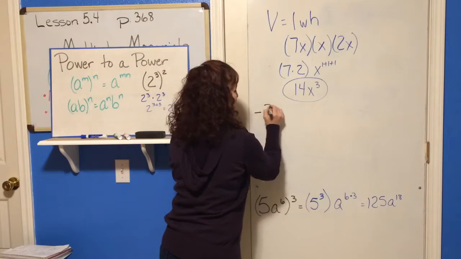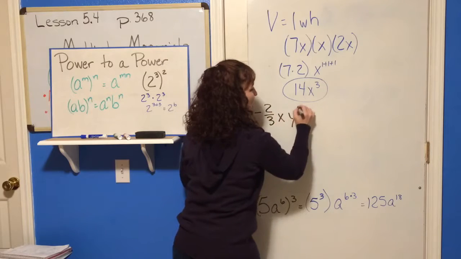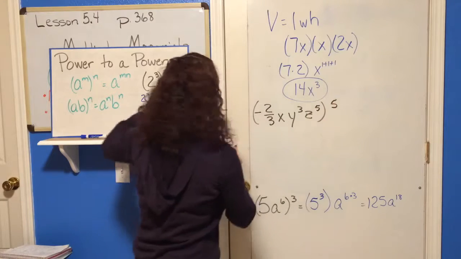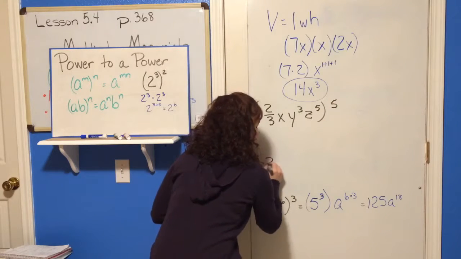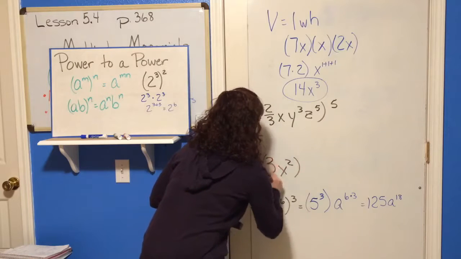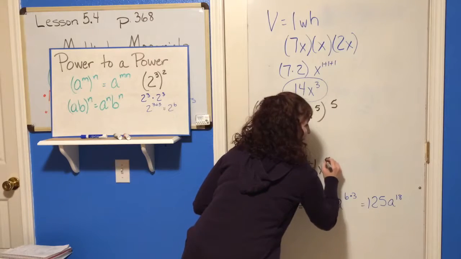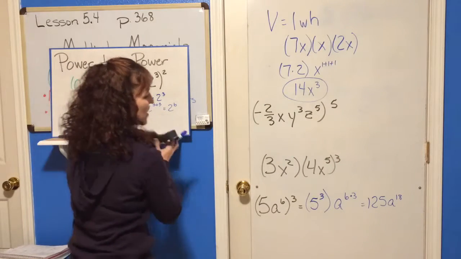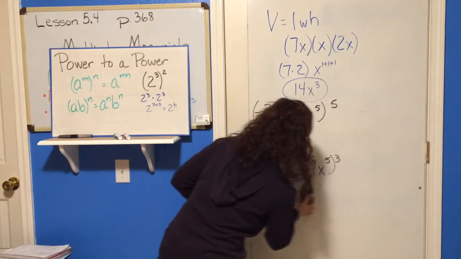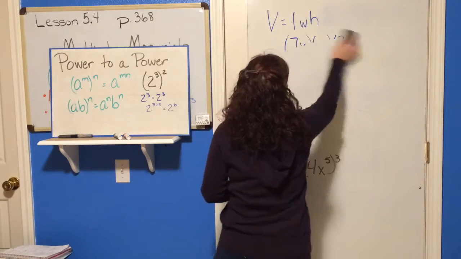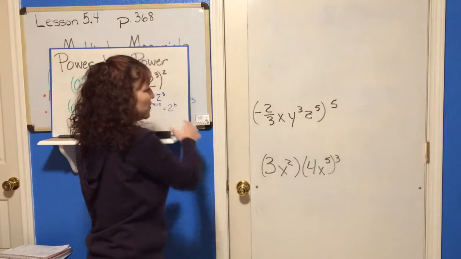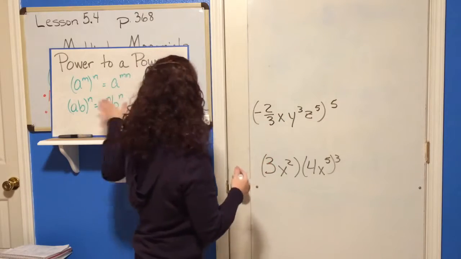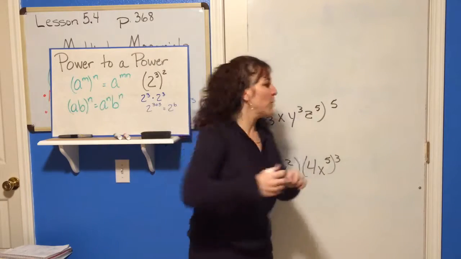Let's do a couple more. Let's do some that look kind of scary, and I'll break them down and show you that they're not so scary. There's that one, and then we'll multiply a couple of monomials here. Okay, so what we're going to do on this one is, let's erase the extra. All right, so if we're going to take negative 2/3 x, y cubed, z to the 5th, all raised to the 5th power. Remember, each part has to be raised to the power.